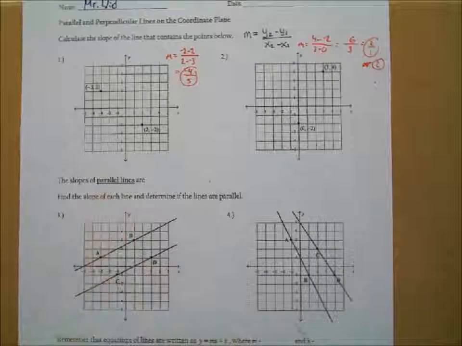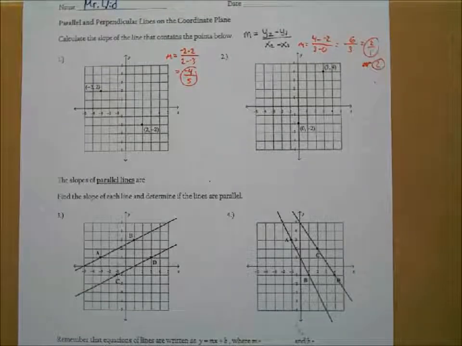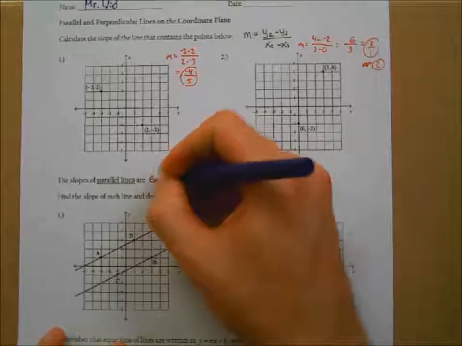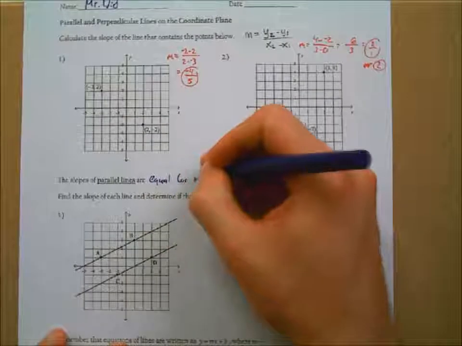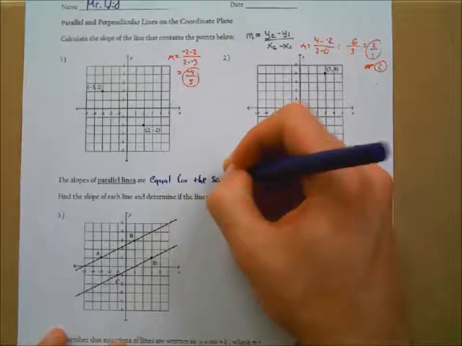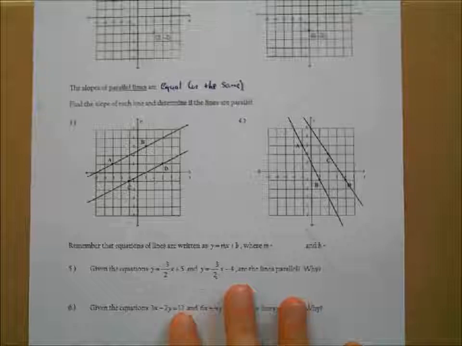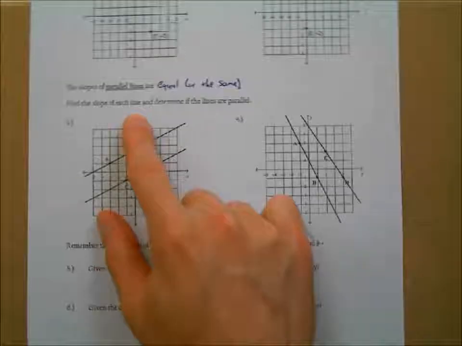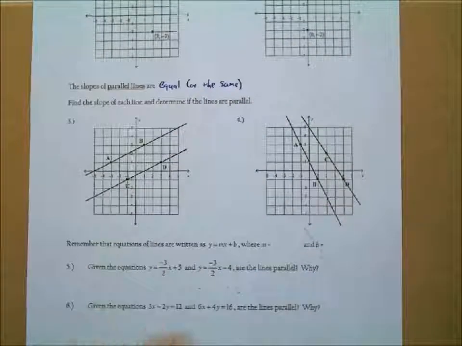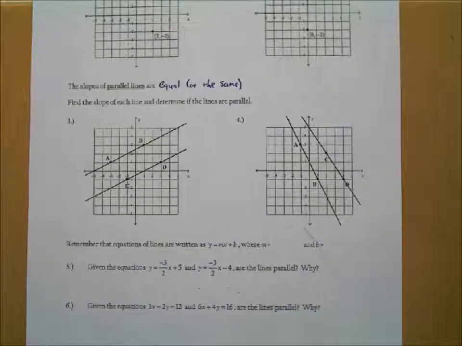All right. So let's go back here. We have a little blank to fill in for the next little piece. It says there that the slopes of parallel lines are equal or the same, okay? Equal or the same. So we want to remember that piece of information because we're now going to be asked to find the slope of each line and determine if the lines are parallel, which, of course, if we want to determine if the lines are parallel, we have to find the slope of each line there.